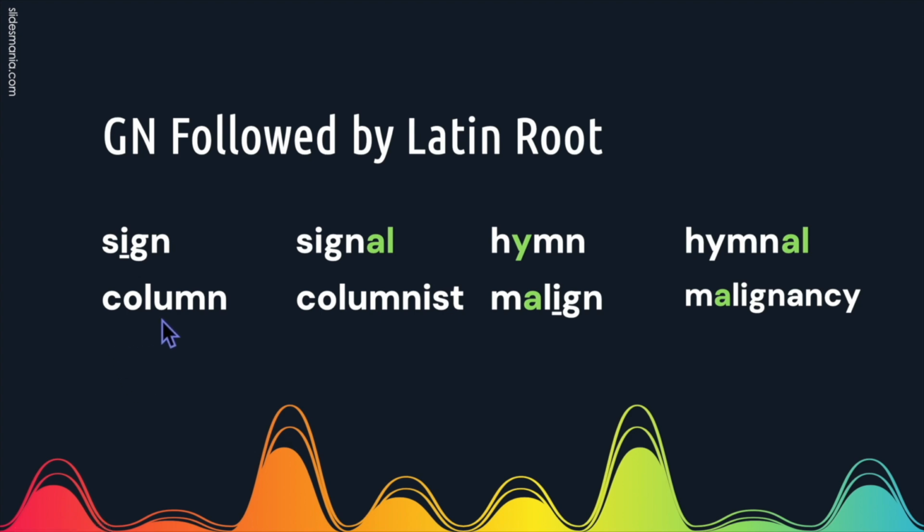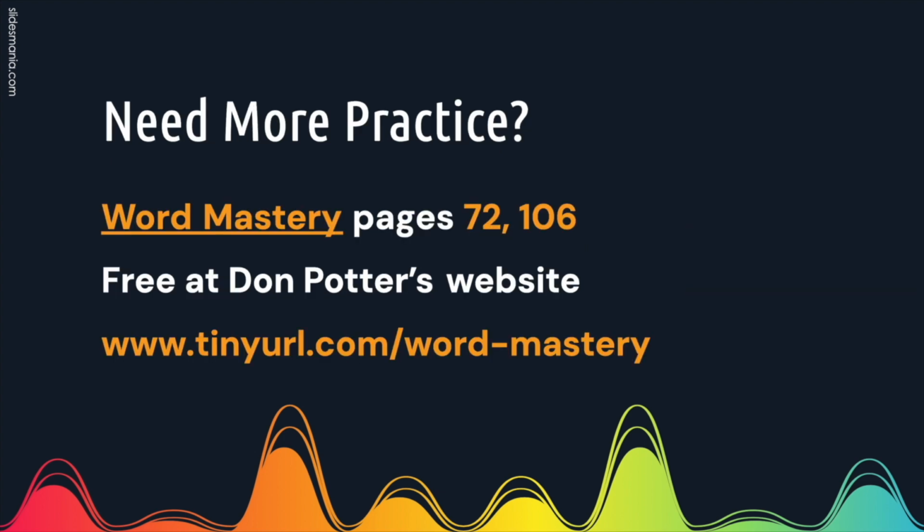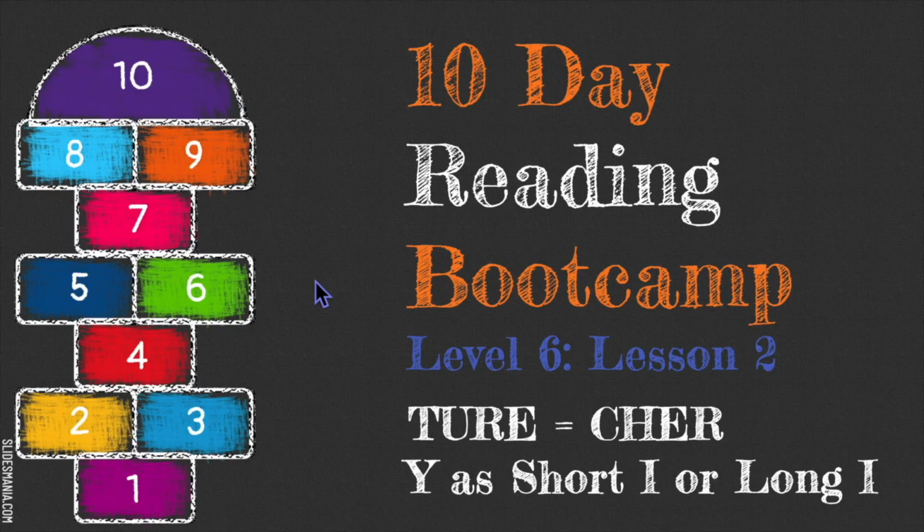Here we have column with a silent N, and when we add the suffix ist, it becomes columnist. Here we have a word that looks like a line from a previous screen, but we've just added an M, so it's malign. But when we add some suffixes, it becomes malignancy, where the N sound is clear. If you need more practice, you can download Word Mastery and work on those pages.